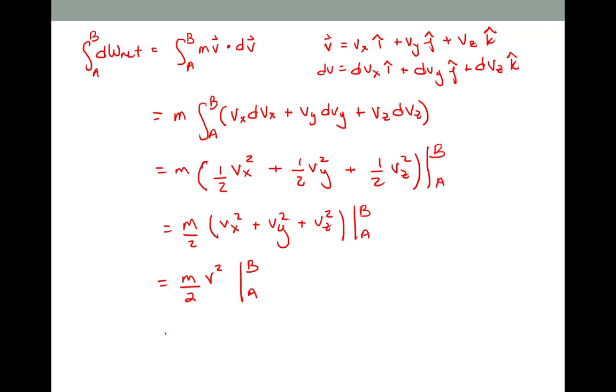And now we have 1/2 mv squared evaluated at B and at A, but 1/2 mv squared is the kinetic energy. So this will equal the kinetic energy at B minus the kinetic energy at A, or in other words, my total work that I get from integrating this little differential element of work is going to equal the change in kinetic energy. And that is the work-energy theorem.